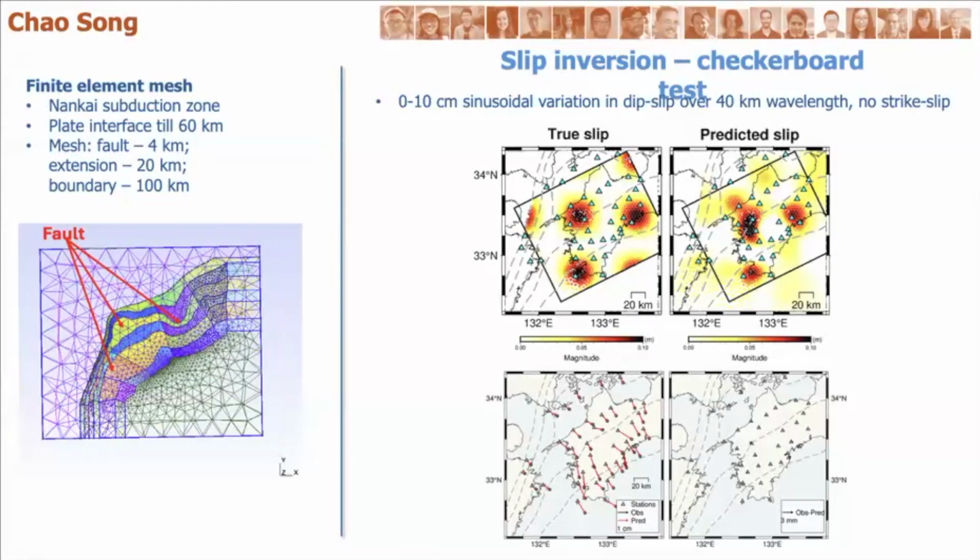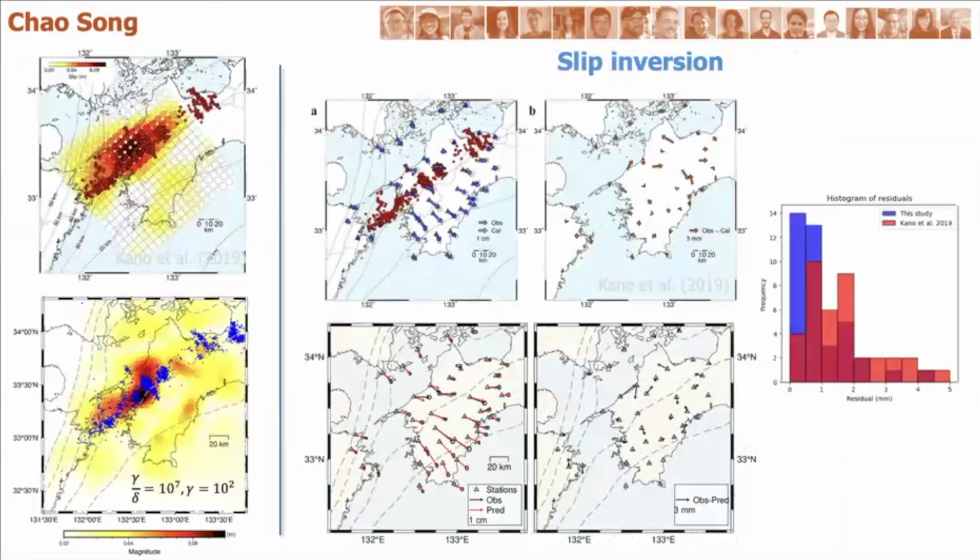Note here we assume the entire volume is a half-space elastic, so you assume a Poisson's ratio and a shear modulus, and this is the observed slip vector and the predicted slip vector. And you can see the residual is pretty small. So this tells us that with around 40 stations, you are able to see some structure that has a wavelength of 40 kilometers or so. Pretty good.